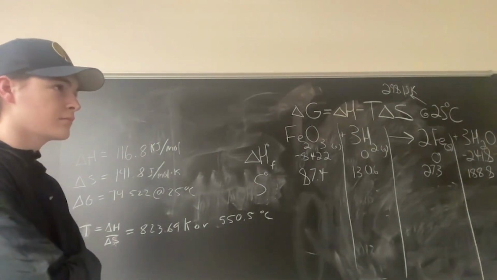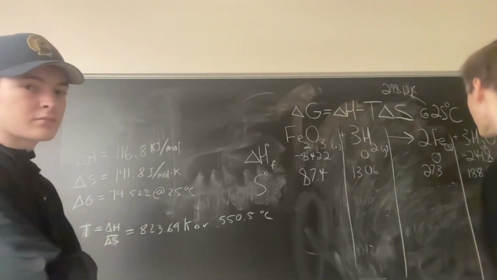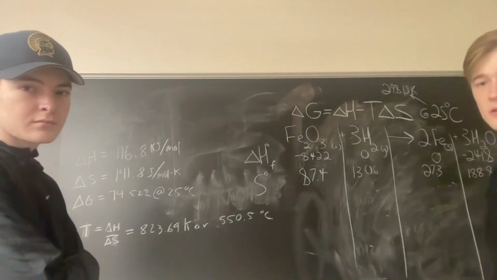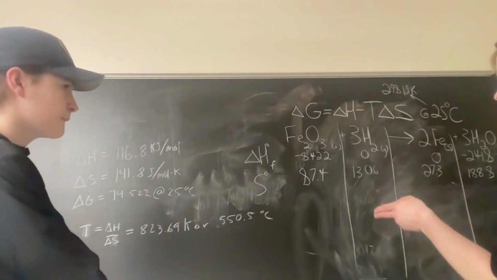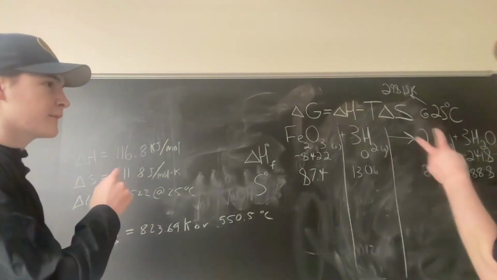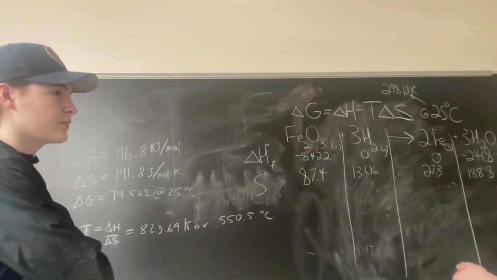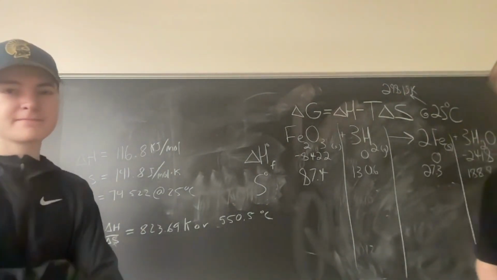And then for the standard entropy, you're essentially going to do the same thing, except this time you have 2 reactants and 2 products. You multiply each of them by their coefficients, add them up, and then subtract the reactants from the products. Yeah, products minus reactants.